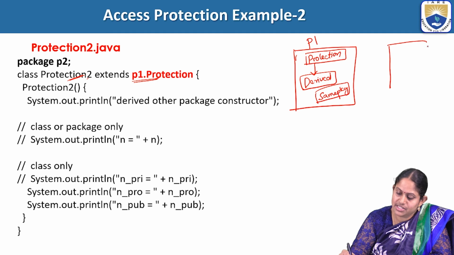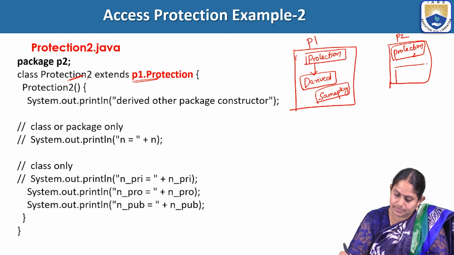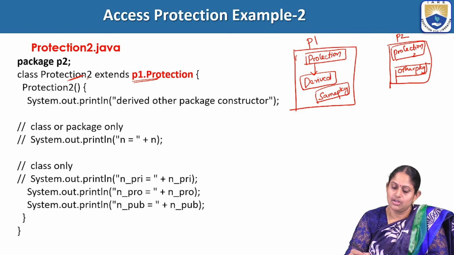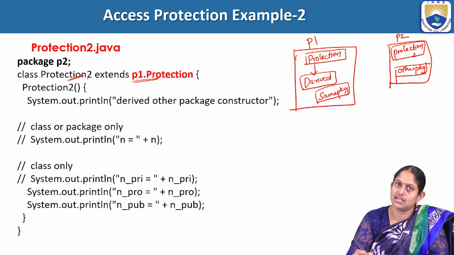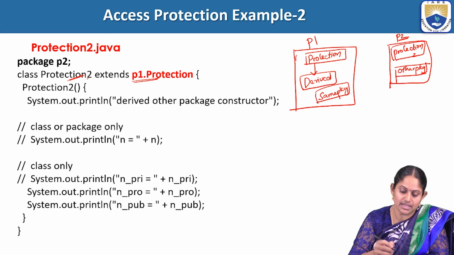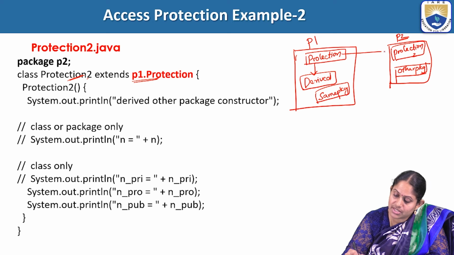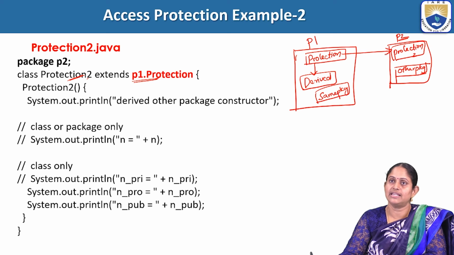Now we have another package P2, wherein it contains class protection 2 and class other package. Okay. So P1 has 3 classes, one of which implements inheritance, and the other package P2 has 2 classes. Protection 2 is an extension of protection. That means protection 2 is inherited from protection.